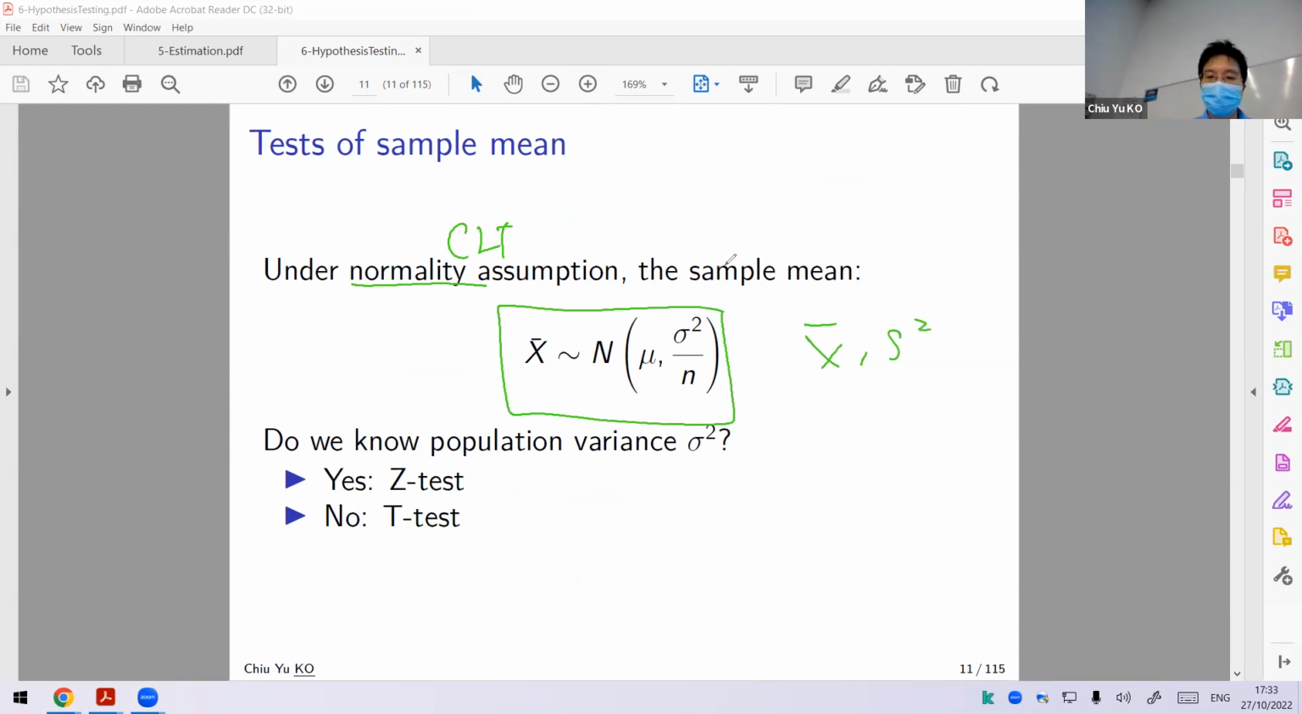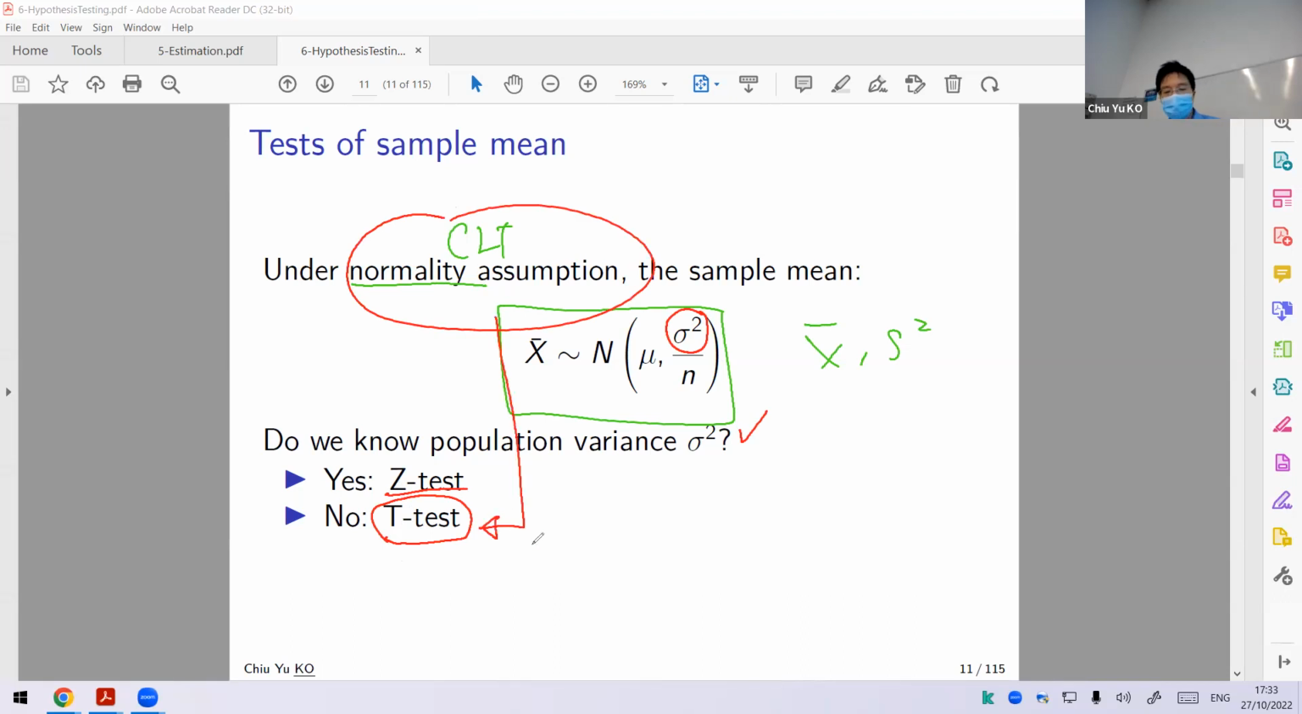And do we have any knowledge about this? Okay, if we do, we call it a Z test. If we don't, actually we don't, right? We use the t-test. And the t-test will require the normality assumption. Only if the underlying distribution is normal, this will be appropriate. That's very important to remind you. This is required for the t distribution.